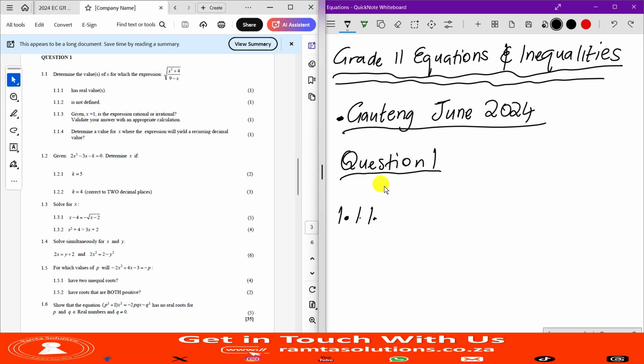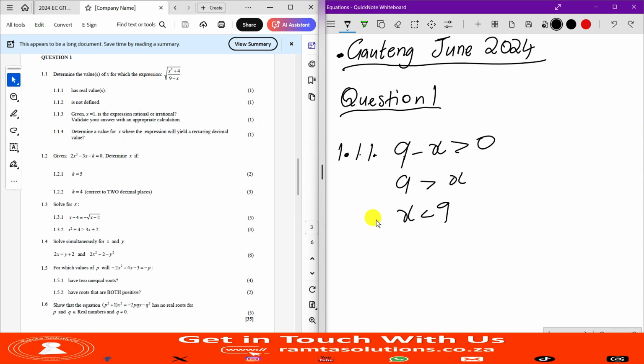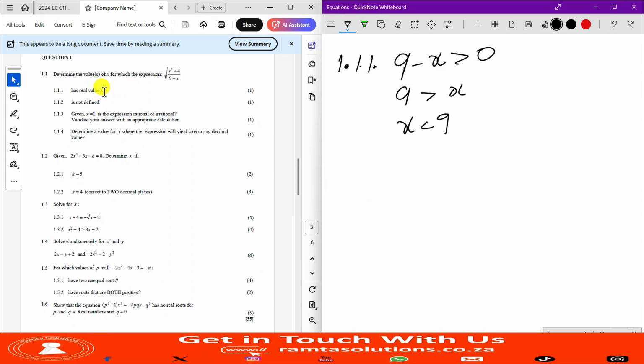For it to have real values, the denominator should not be 0. So we will say 9 minus x should be greater than 0. This therefore says 9 must be greater than x, or in simple terms, x must be less than 9. Hope you heard what I said: the denominator should be greater than 0.